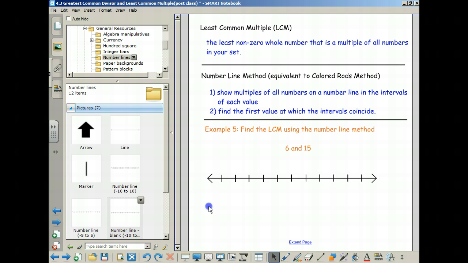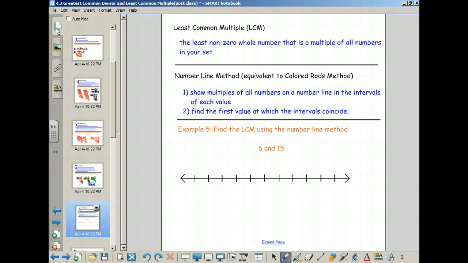I like this one because I can put my own increments on there. So I actually want them to be increments of 6. So I'm going to do 0, 6. So I'm doing multiples of 6, 12. What comes next? 18, 24, 36. Okay, I'm going to stop right there.